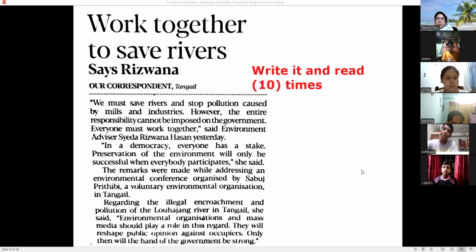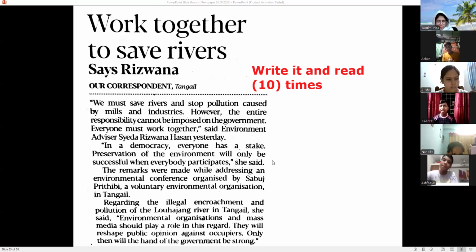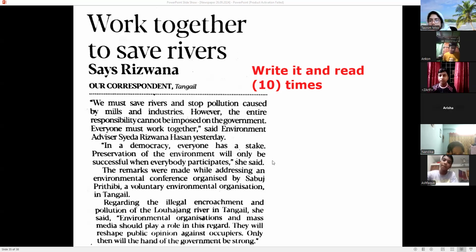Work together to save rivers, says Rizwana, our correspondent Tangail. We must save rivers and stop pollution caused by mills and industries. However, the entire responsibility cannot be imposed on the government. In a democracy, everyone has a stake. The remarks were made while addressing an environmental conference in Tangail. Regarding the illegal encroachment, environmental organizations and mass media should play a role in this regard, they will reshape public opinion against occupiers. Only then will the hand of the government be strong.